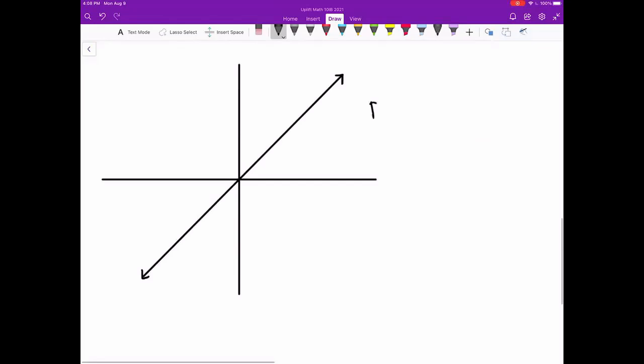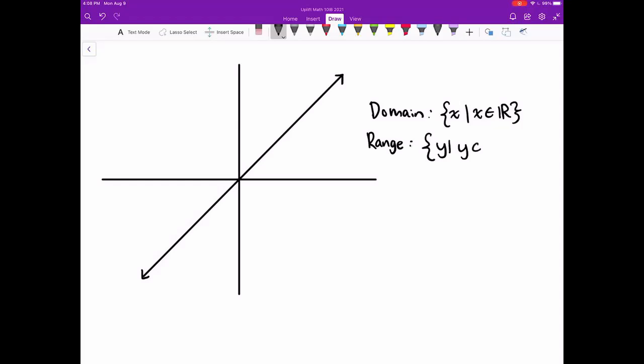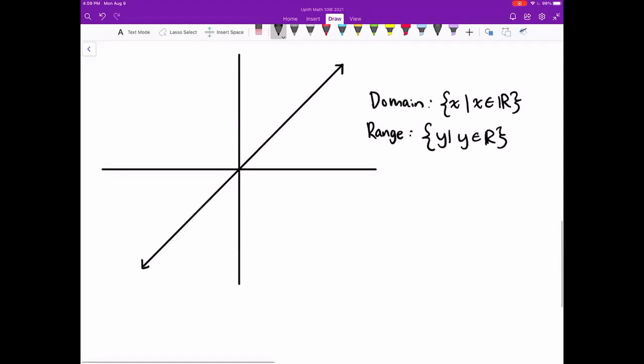To express this, we would say that the domain is x, where x is an element of the real numbers. And similarly, the range will be y, where y is an element of the real numbers. So that will be the range and domain of this function. Basically it can be anything it wants, any number in the world.